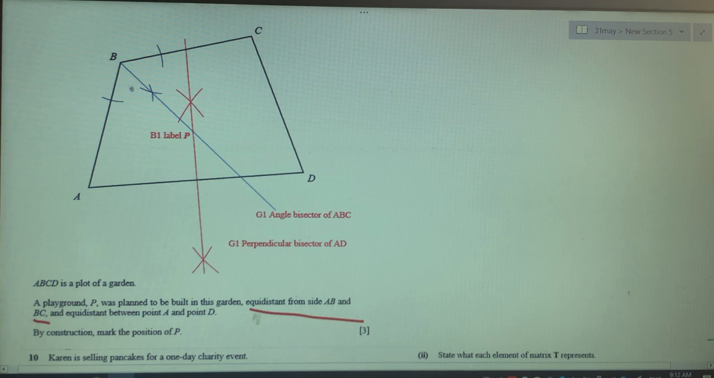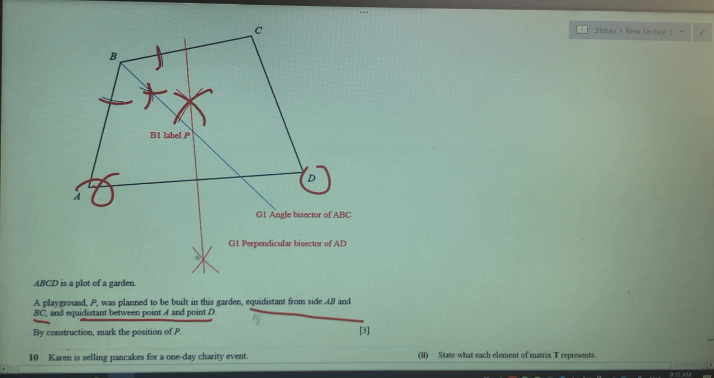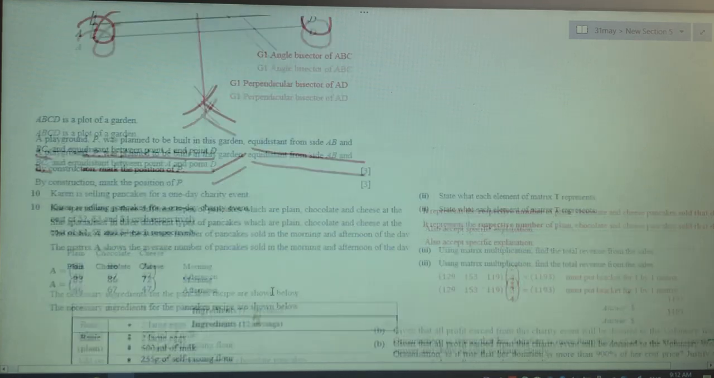Equidistant from AB and BC means you draw the perpendicular bisector. So you cut here, then put your compass here, then you cut here, then you draw the line. Okay, that's all right. Then if equidistant between A and D, these two points, you put here, you cut here, put here, you cut here, also a cut here, then you join, then you get the answer. Okay, 3 marks, very easy to get.